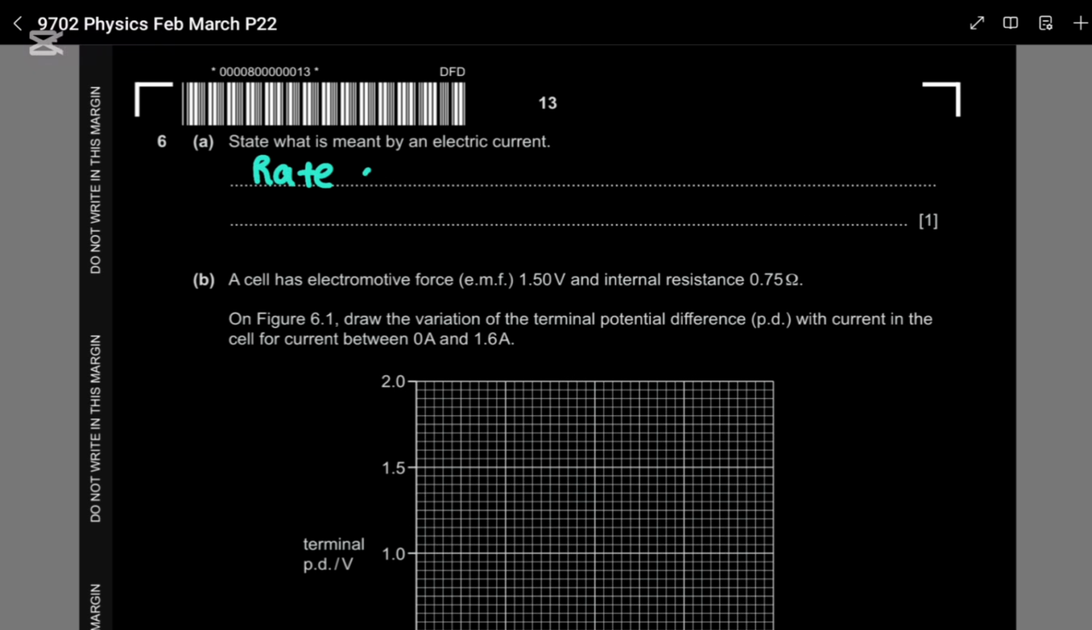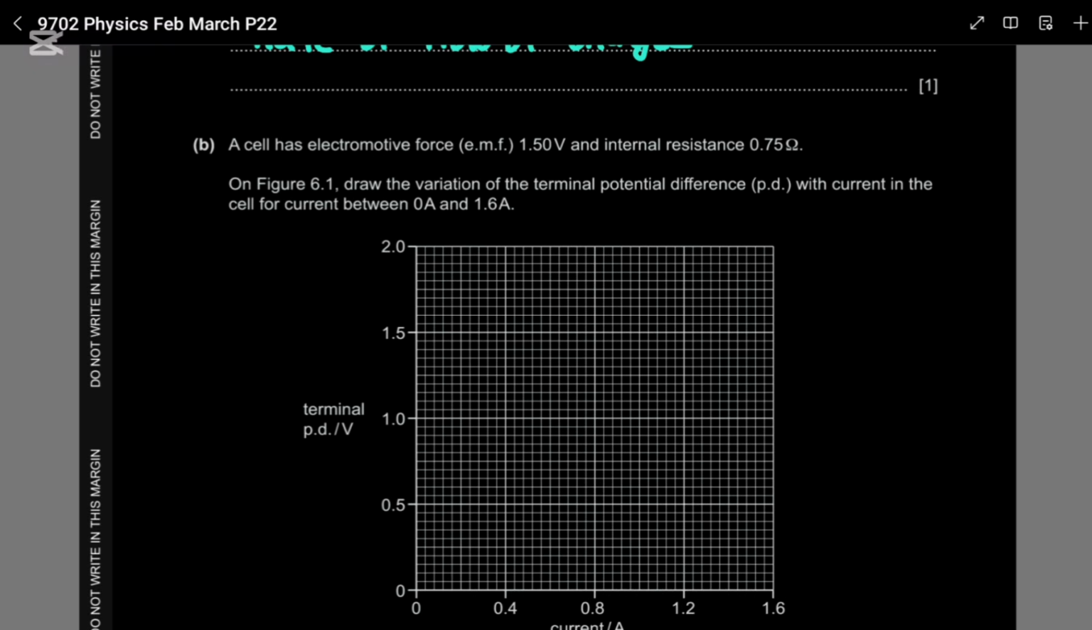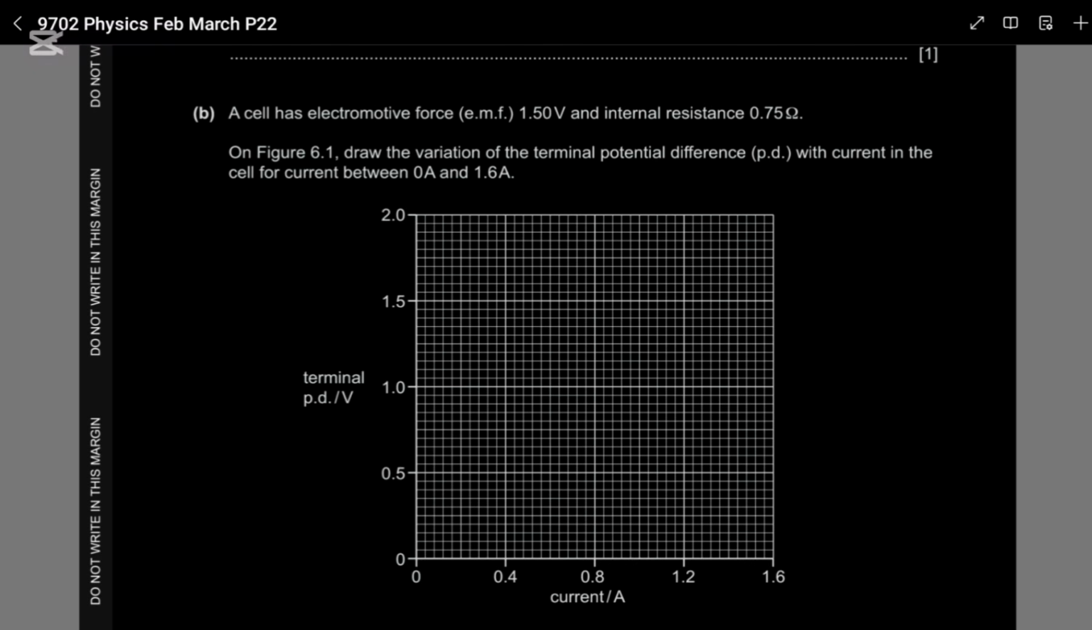Rate of flow of charges. Okay, so you have to know these things. Now part B. Alright, they just gave us key information. The EMF is 1.50 volts, the internal resistance is 0.75 ohms, and the current is being varied from 0 to 1.6 amperes. They want us to draw the variation of terminal potential difference with the current.